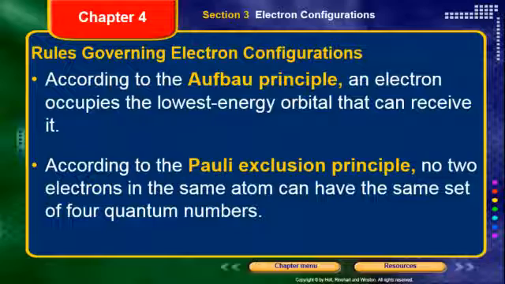The second rule is the Pauli Exclusion Principle. According to the Pauli Exclusion Principle, no 2 electrons in the same atom can have the same set of those 4 quantum numbers. Remember, we have the principal quantum number, the angular momentum quantum number, the magnetic quantum number, and then the spin quantum number. No 2 electrons in the same atom can have the exact same value for all 4 of those. At least one of them is going to have to be different.